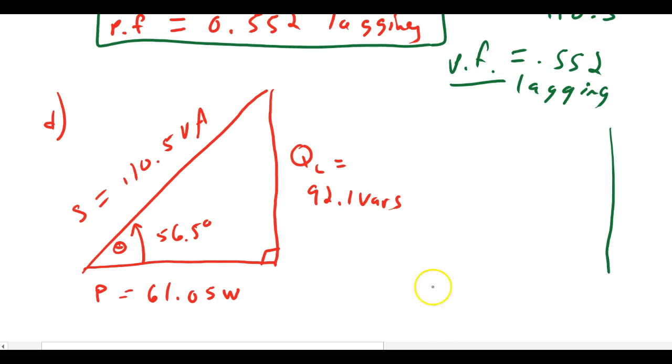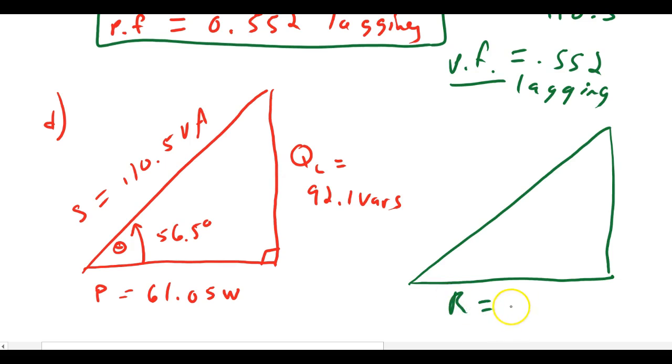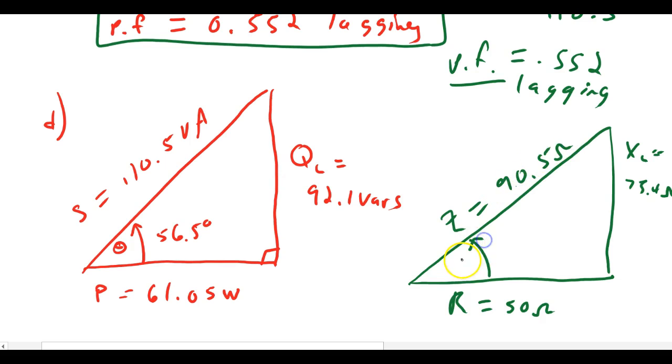Now, for the impedance triangle then, we have a similar triangle where R is equal to 50 ohms. XL is equal to 75.4 ohms. Z is equal to 90.5 ohms. We should indicate theta at 56.5 degrees, and this angle in the corner is a right angle.